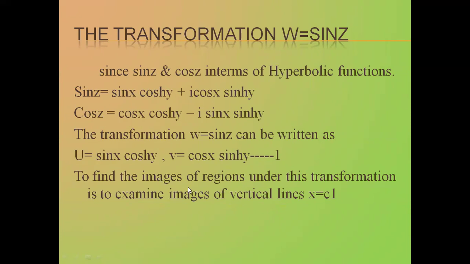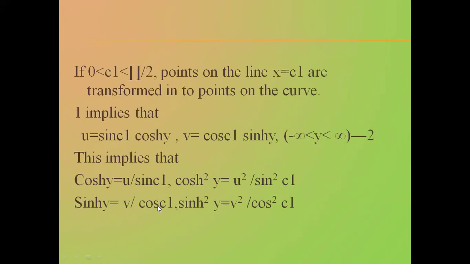To find the images of a region under this transformation is to examine images of vertical lines. So C1 ranges from 0 to pi by 2. The points on the line x equal to C1 are transformed into points on a curve. So the line equation is transformed into a curve equation. So putting x equal to C1, we have u equal to sin C1 cosh y, v equal to cos C1 sinh y.